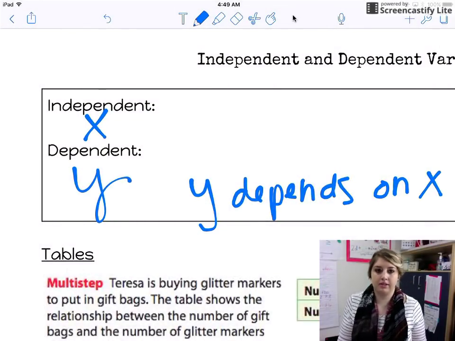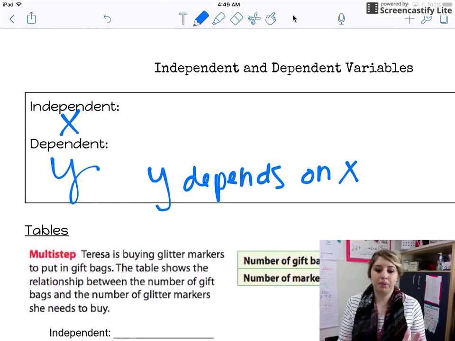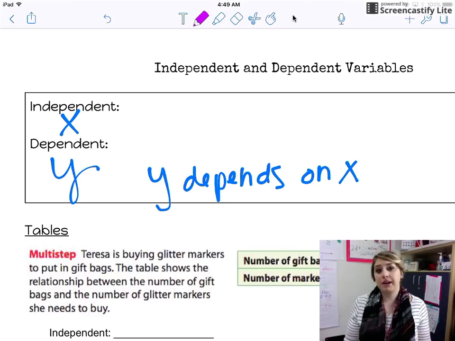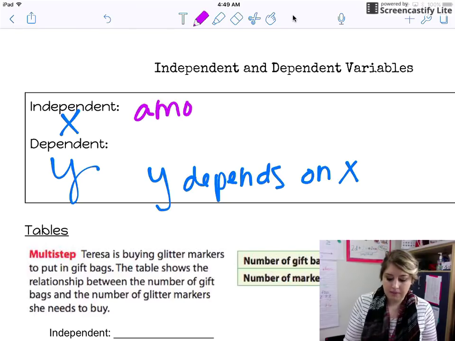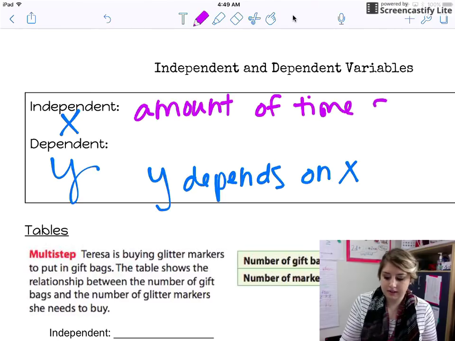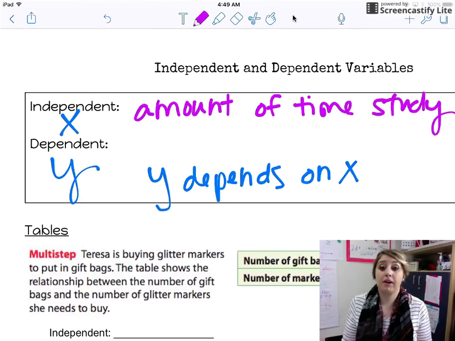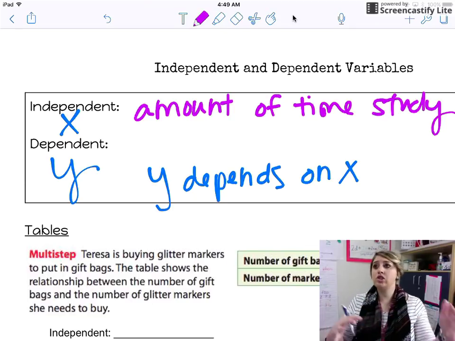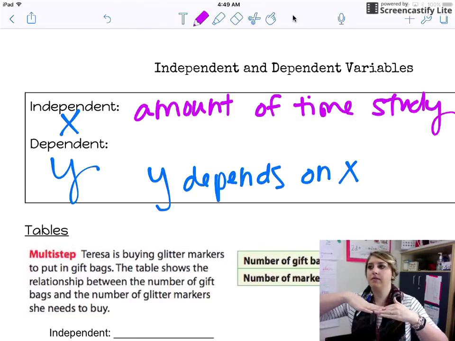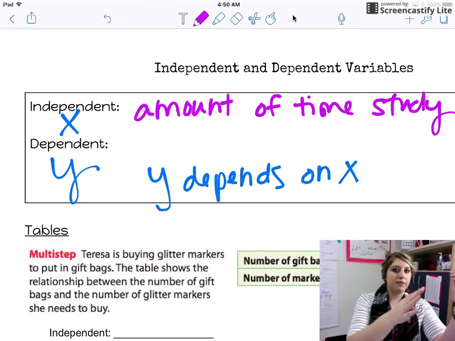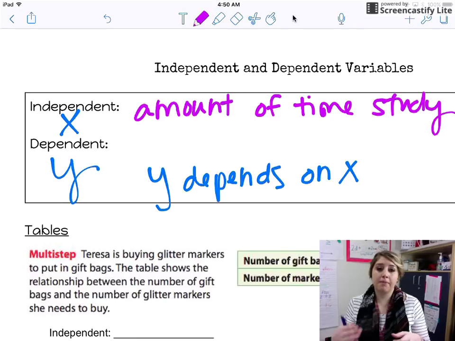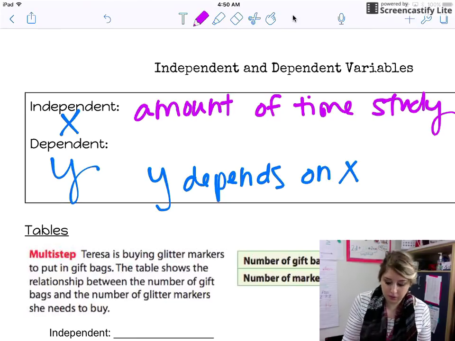Y depends on x. My example would be, let's say, the amount of time I study for a test. The amount of time I study, that would be my independent. Like I can change, I'm going to study for an hour. I'm going to study for 30 minutes. I'm going to study for a week. The amount of time I study, and my dependent would be my test score.